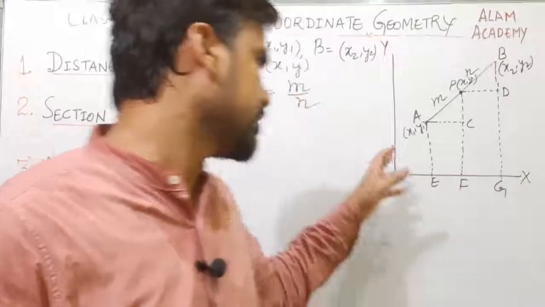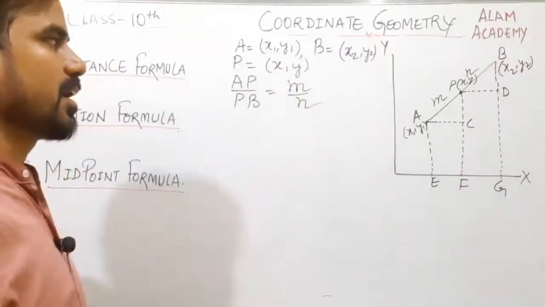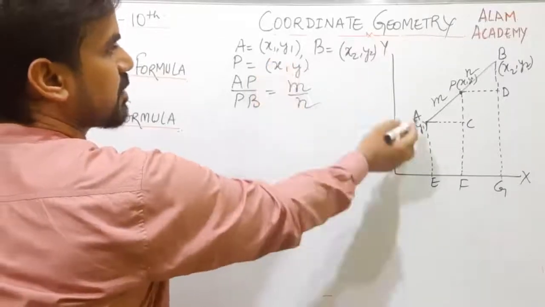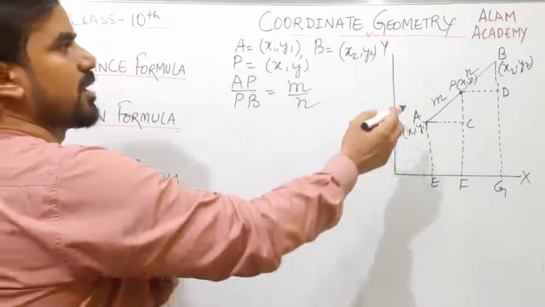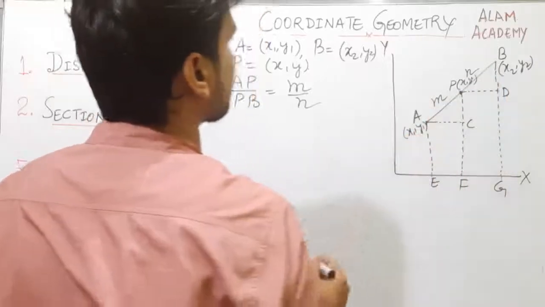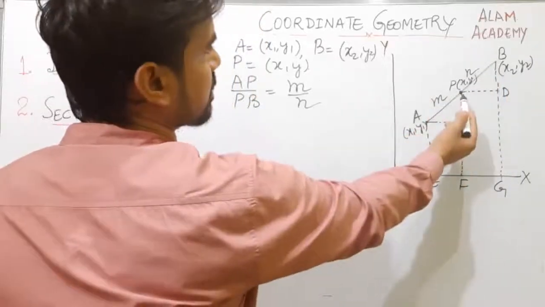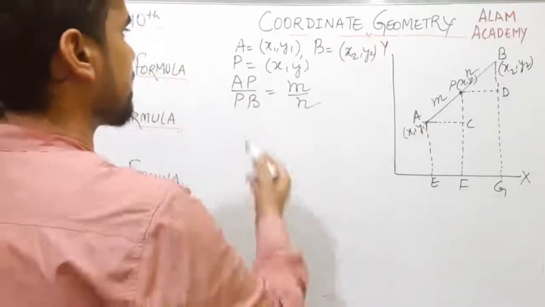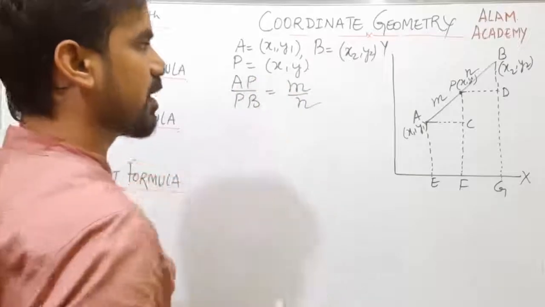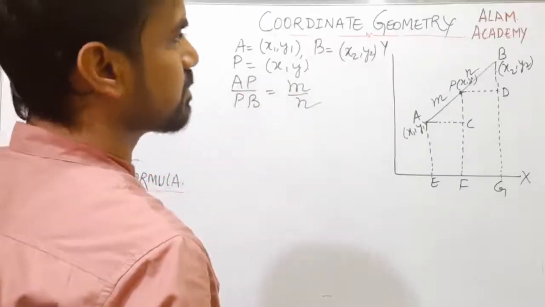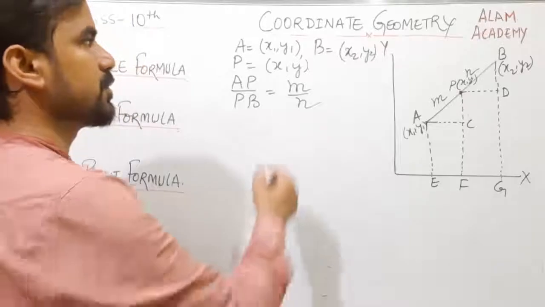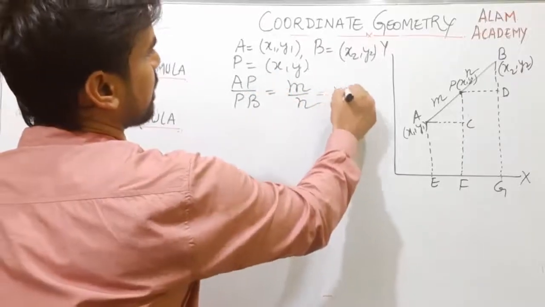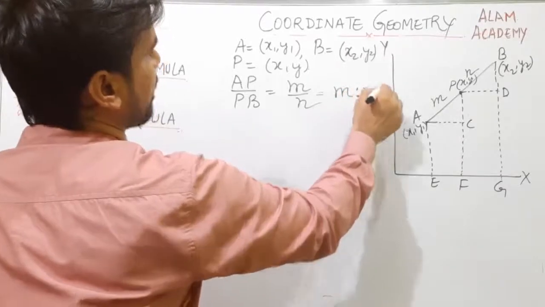I have already drawn a graph here. As you can see, we have A here. The coordinates of A is x1, y1. We have point B, and the coordinates of B is x2, y2, and there is a point P here in between AB. So the coordinate of P is x and y, and this P divides AB in the ratio m is to n. This P divides the AB into m is to n ratio.